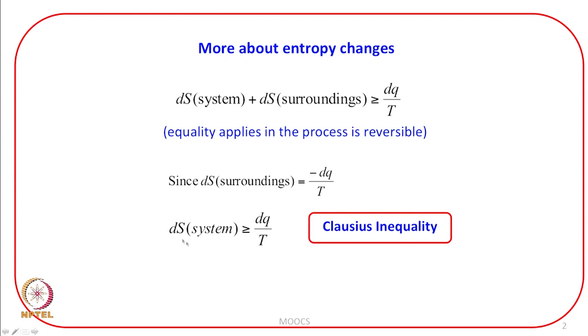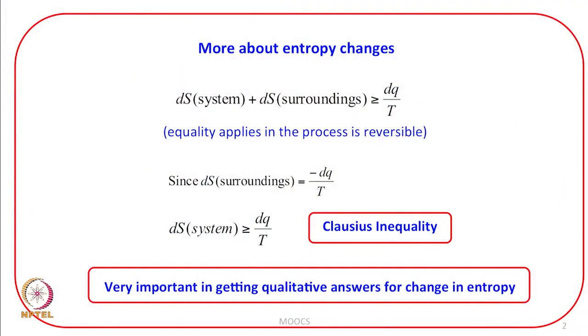This Clausius inequality is very important, because by using Clausius inequality, we can get qualitative answers to several questions. Qualitative in the sense that if I know the sign and magnitude of dQ, I can talk about how much or in which direction will be the entropy change of the system. So, that is why the conclusion written on the slide is that this Clausius inequality is very important in getting qualitative answers for change in entropy.